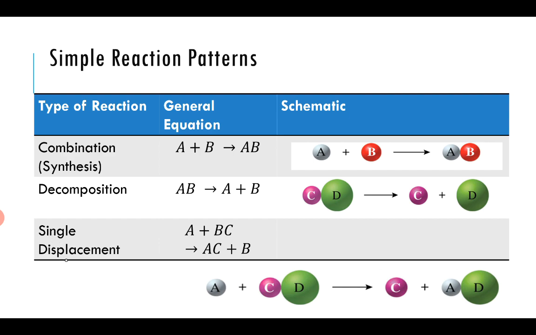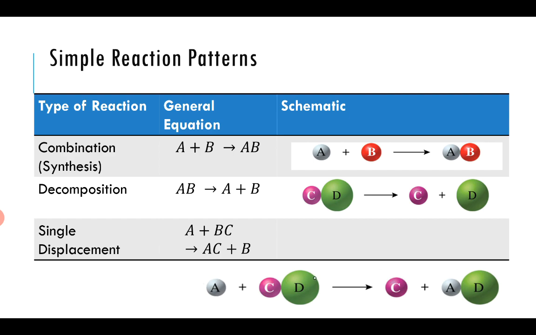A single displacement is our first reaction pattern where we have three different species. So we see letters A, B, and C. In a single displacement pattern, A will replace, kick out either B or C and kick out the other one. So it doesn't really matter what letters you choose to use. You could use A, B, and C. You could use A, C, and D, but the pattern still holds true.